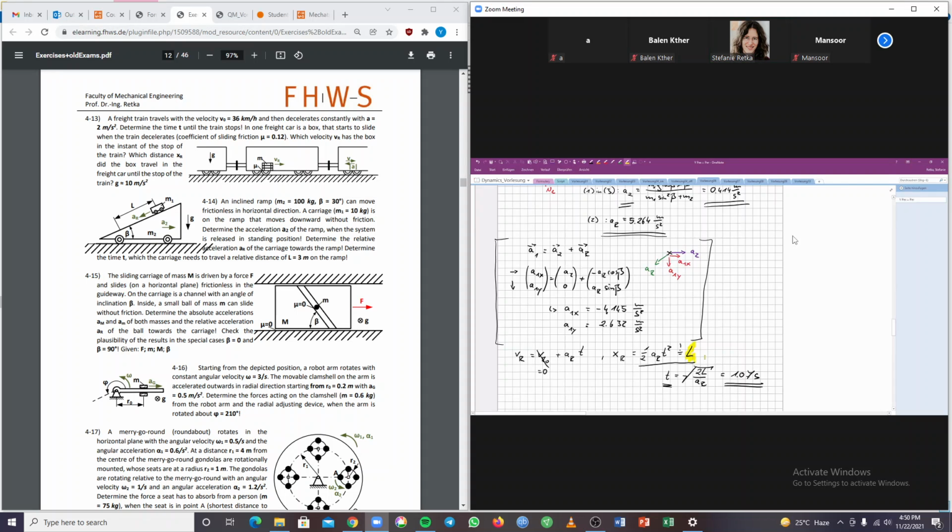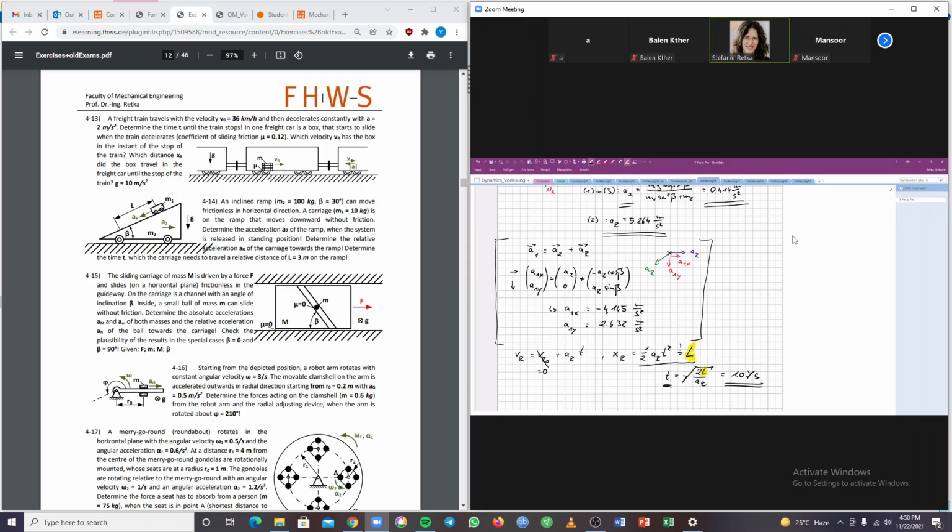If you read the problem, it says how much time is needed to travel a relative distance of L equal to 3 meters on the ramp. Okay, thank you, ma'am. So this is given, and then I substituted here.